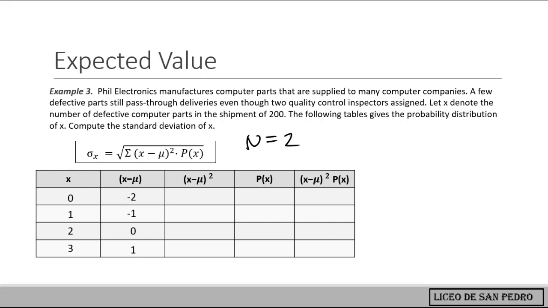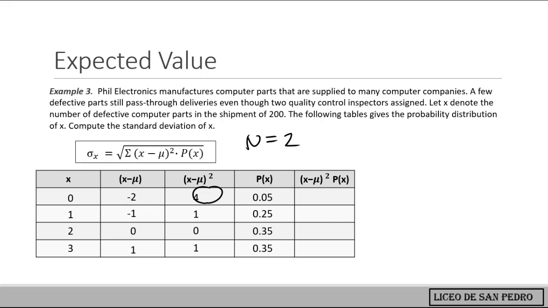Ang gagawin lang natin dito is square lang natin to. Negative 2 square is 4. Negative 1 square is 1. 0 square is 0. And then 1 square is 1. Next, ilabas natin yung probability x. Given na siya: 0.05, 0.25, 0.35, and then 0.35. Ito is product lang nito tsaka ito, kaya siya naging px times x minus mu square.